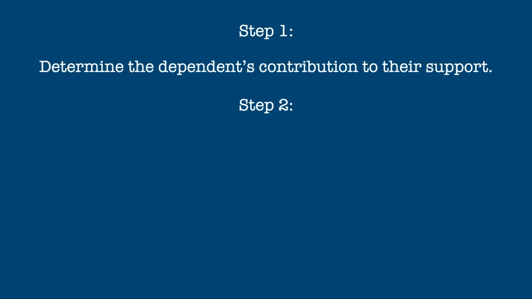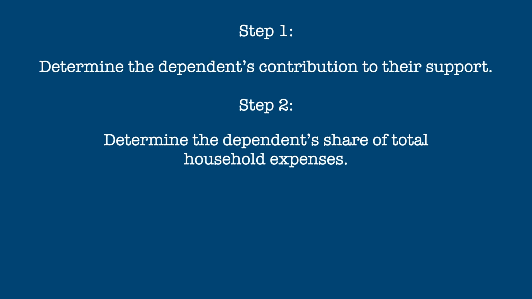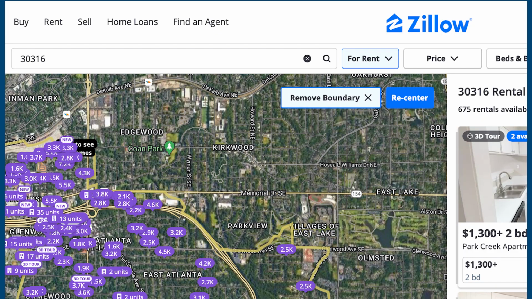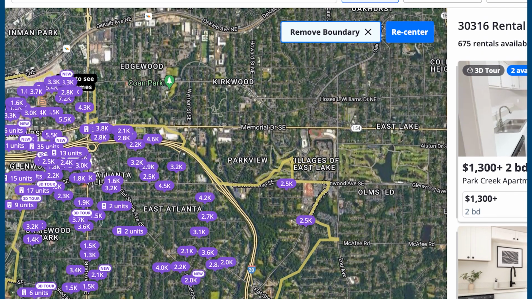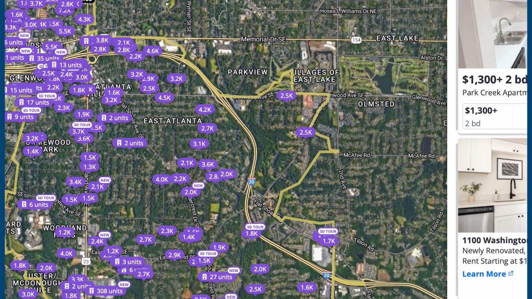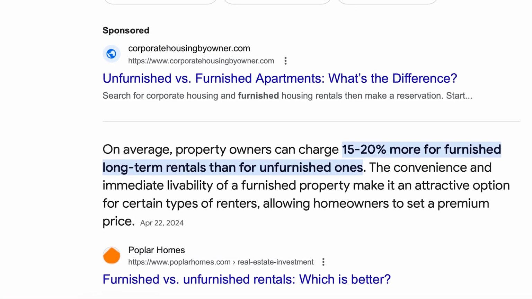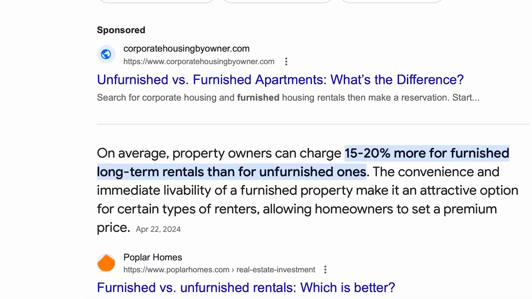The next step in calculating support is to determine the dependent's share of total household expenses. If the home is owned, we start with the fair rental value of the home and its furnishings. A home's fair rental value can usually be determined by looking at a real estate site such as Zillow.com and adding 15 to 20%. This is the typical difference between the rental rates for furnished and non-furnished homes.